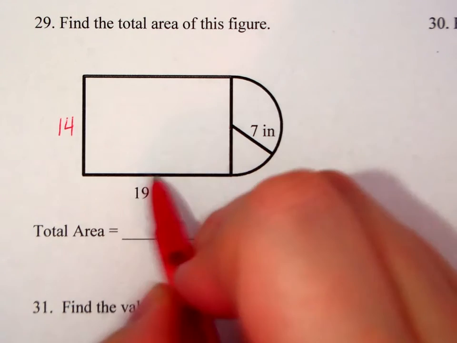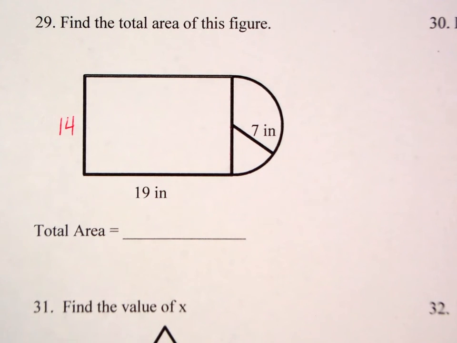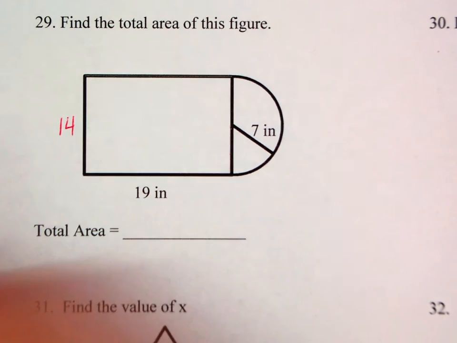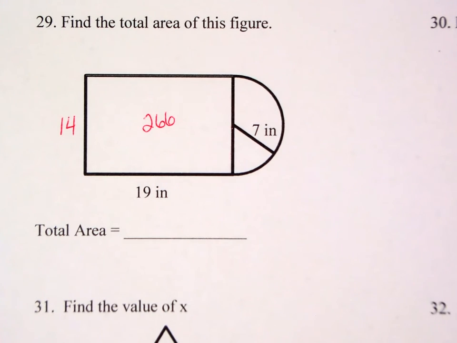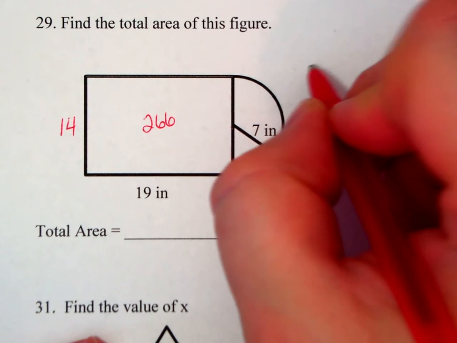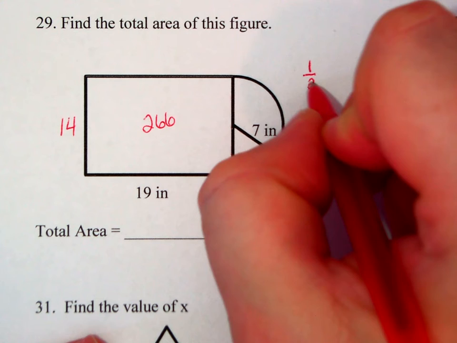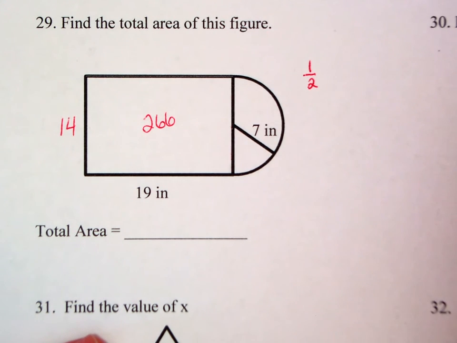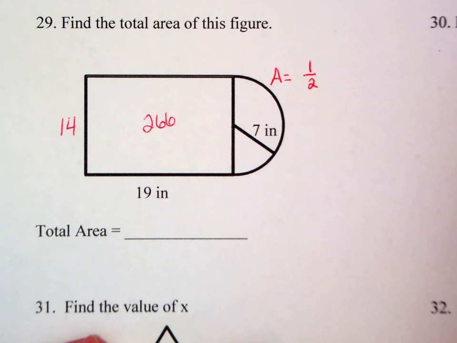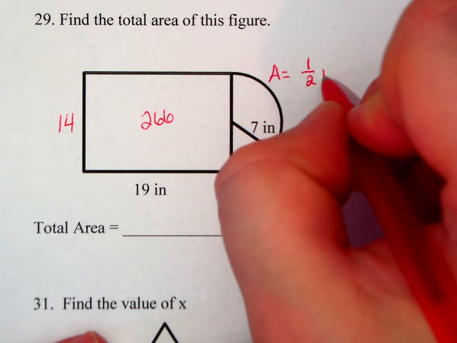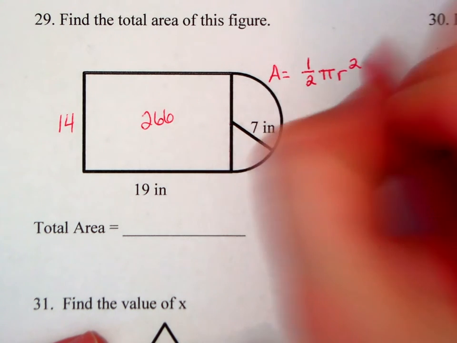That's going to help me out because that's going to give me the area of the rectangle. 14 times 19 is 266. So that was the easy piece. Now let's figure out the area of half of a circle. So I'm going to start right away with the 1/2 and then plug in the rest of my formula. Remember that the area of a circle is pi r squared.